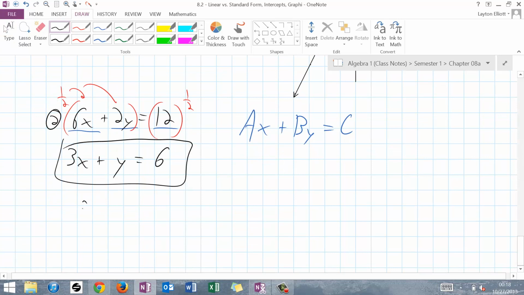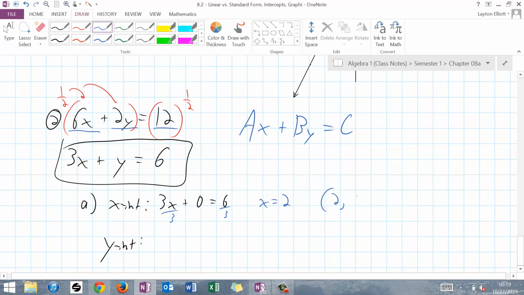Well, if I look at my steps, I want an x-intercept and a y-intercept. The x-intercept is where y is equal to 0. If I plug 0 in, look what happens. 3x plus 0 is equal to 6. Divide by 3, and I get x is equal to 2. It's really fast when you have standard form. I'm going to put that as an ordered pair.